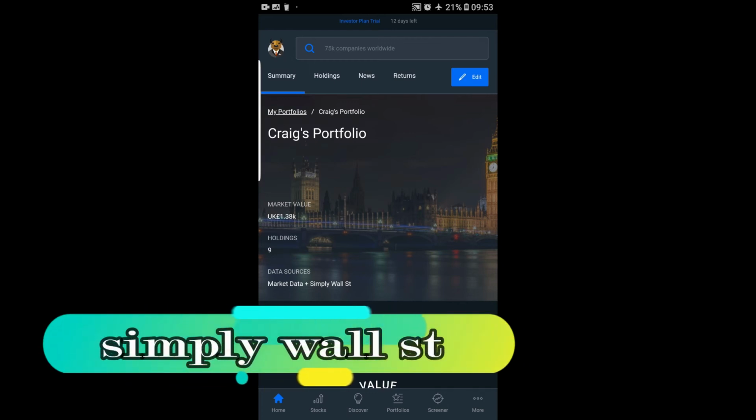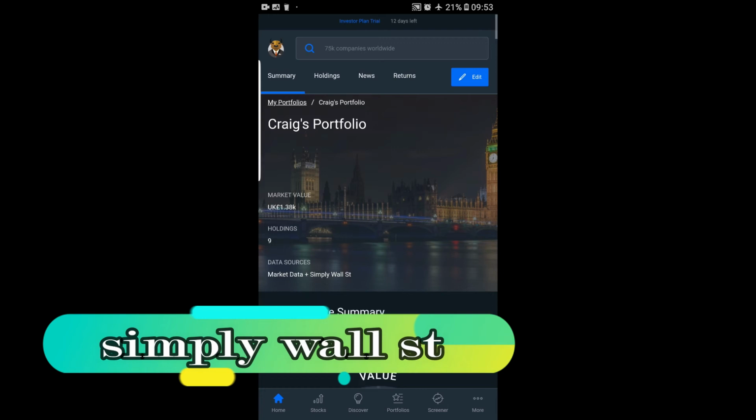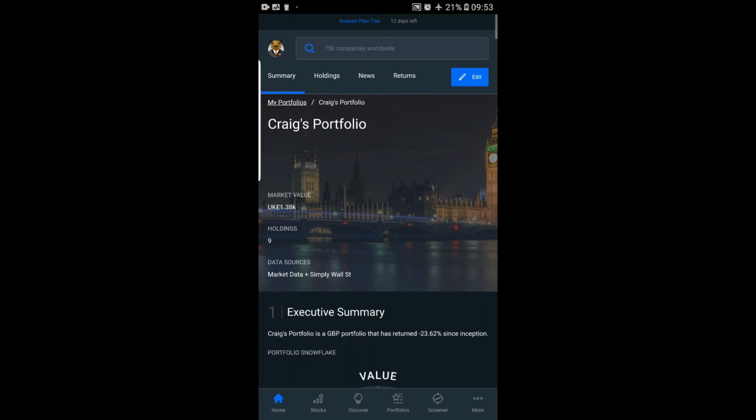So guys, this is an app called Simply Wall Street. They do have a website as well, but to be fair, I've got a prehistoric laptop which I do all my videos on, and it took nearly 2 days to process a 20-minute video. So I do most things on my phone. This app basically tells you everything you need to know about a specific company, stock, market value.